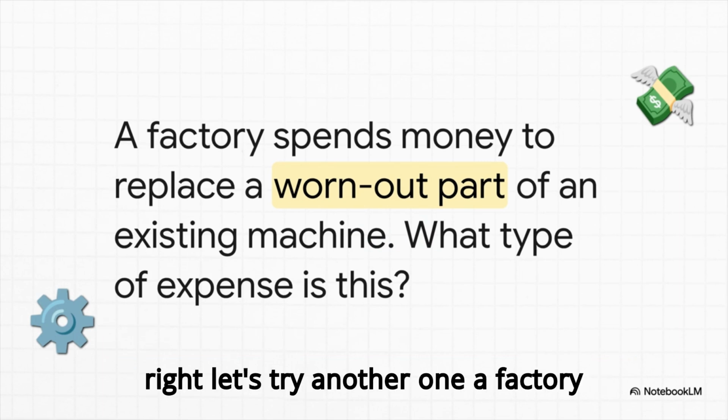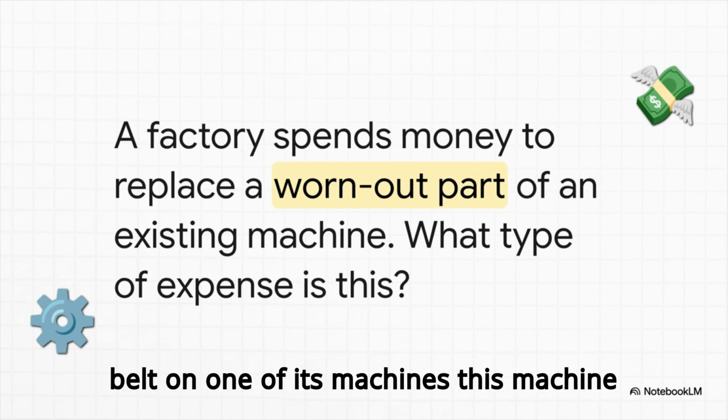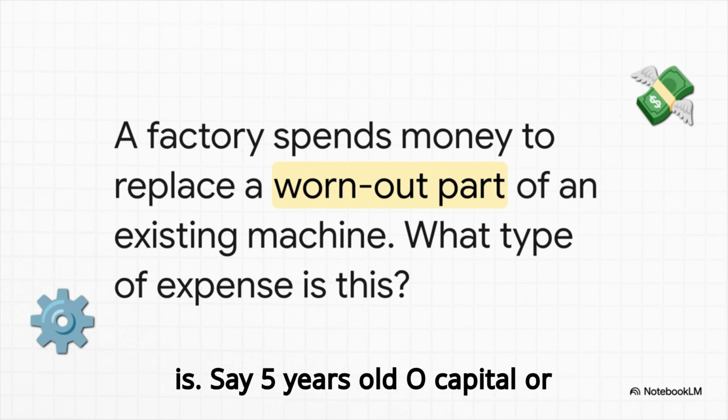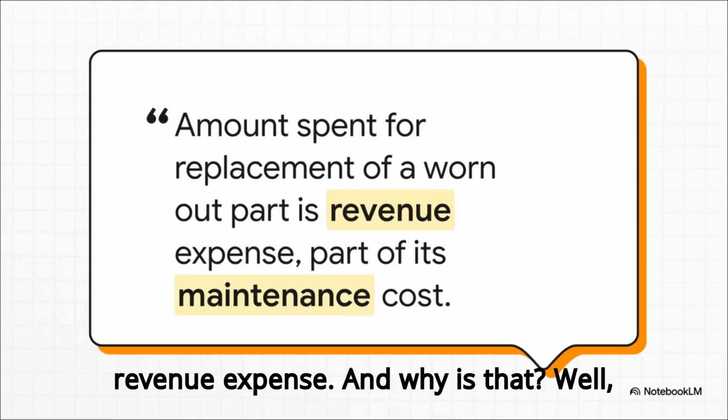All right, let's try another one. A factory spends some money to replace a worn-out belt on one of its machines. This machine is, say, 5 years old. So capital or revenue? This is a textbook revenue expense.